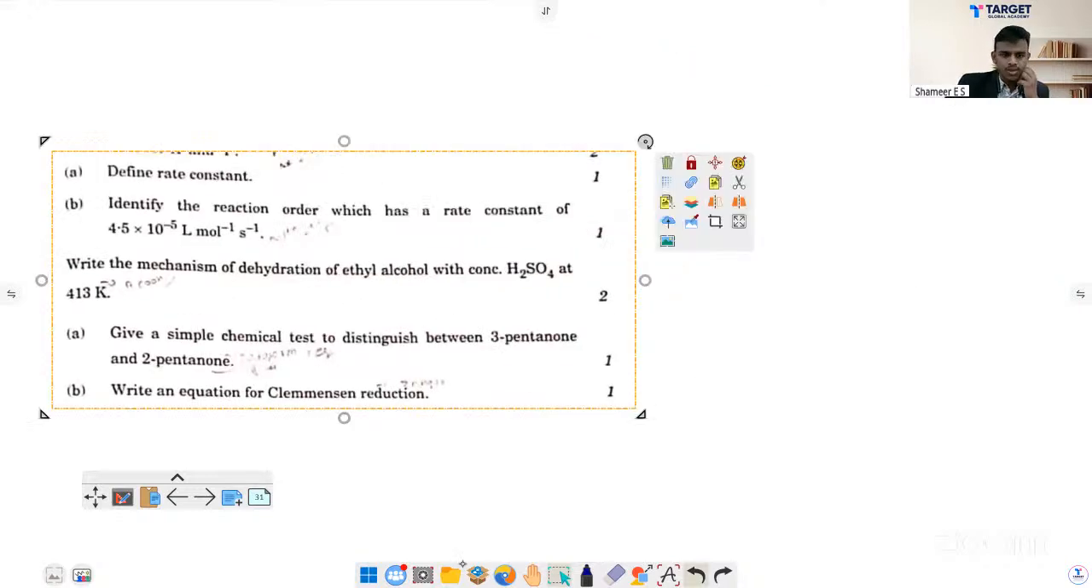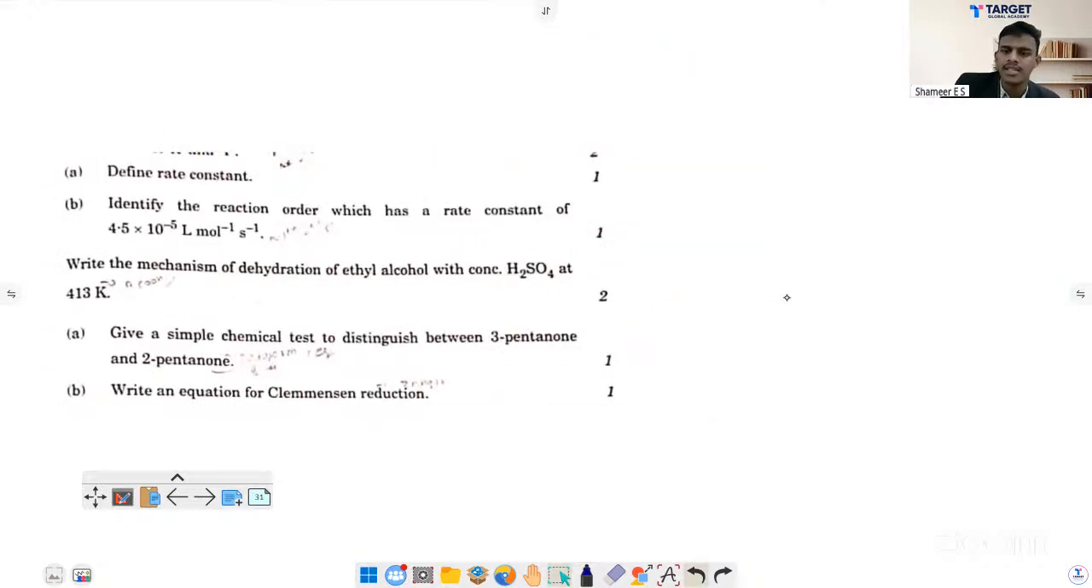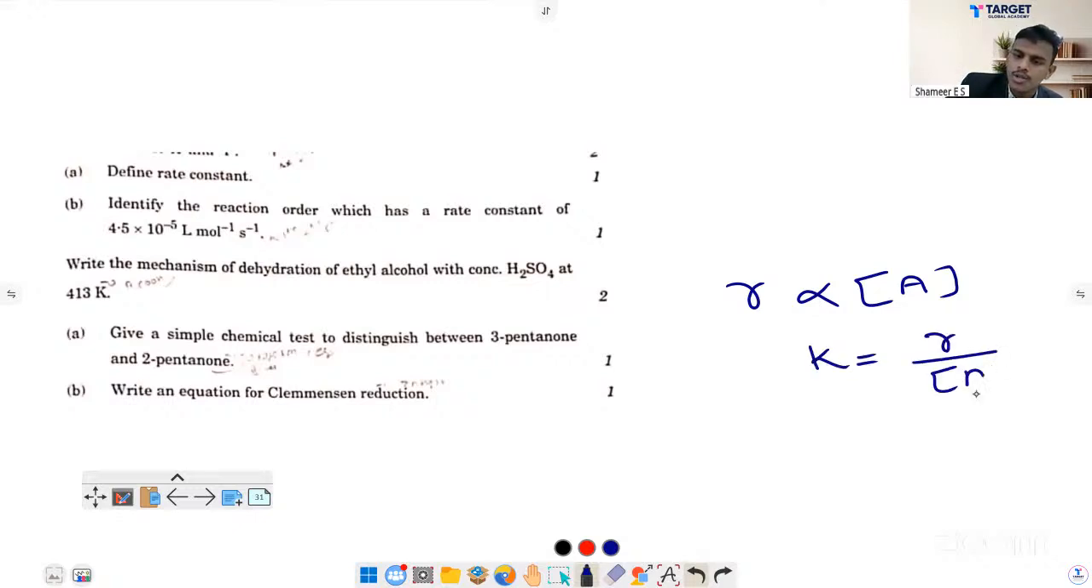Define rate constant. Rate constant means rate is proportional to the concentration of a reactant. So rate constant will be equal to rate divided by the concentration of the reactant, or we can write: rate constant is a proportionality constant which is added in the rate law. Identify the reaction order which has this rate constant.